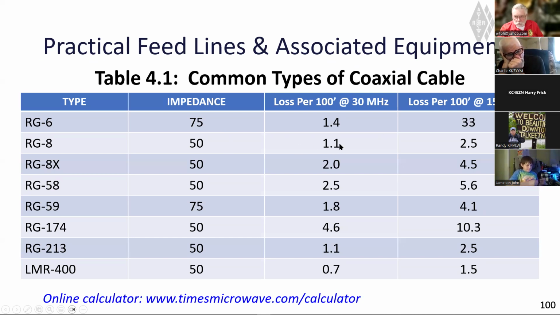RG8, loss per 100 foot at 30 megahertz is 1.1, and loss per 100 at 150 is 2.5. RG8X is a little worse at 2 to 4.5. RG58, 2.5, 5 and 5.6. RG59 is another 75 ohm coax. Again, this is quite in use when you were using a vacuum tube type transmitter.